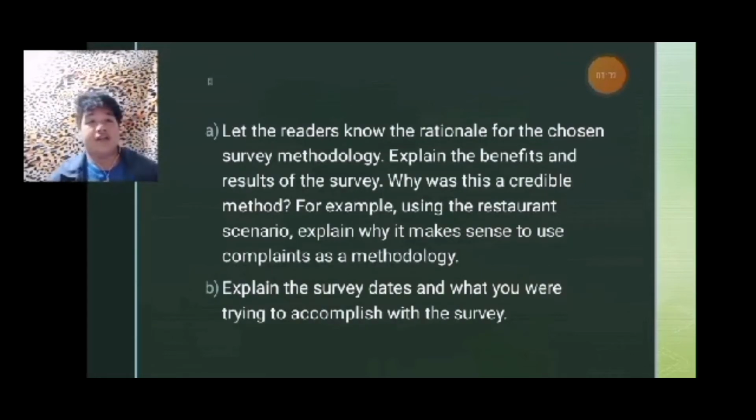Then, A, let the readers know the rationale for choosing the survey methodology. Explain the benefits and results of the survey. Why was this a credible method? For example, using the restaurant, explain why it makes sense to use complaints as a methodology.